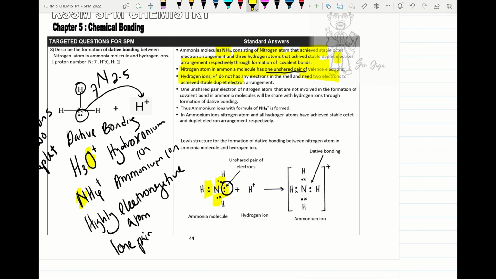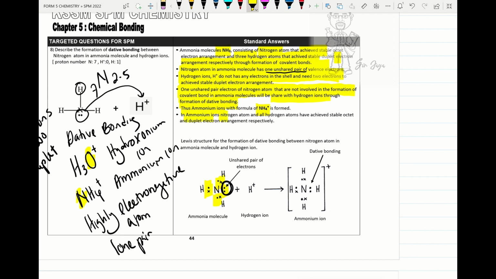So we put here hydrogen ion does not have any electron in the shell and needs 2 electrons to achieve stable duplet electron arrangement. The one unshared pair of electrons of nitrogen atom in ammonia molecule that is not involved in the formation of covalent bond, which one not involved? So this is the one not involved. All right, it will be shared to the hydrogen ion through formation of dative bonding. Thus, ammonium ion with the formula NH4 is formed.